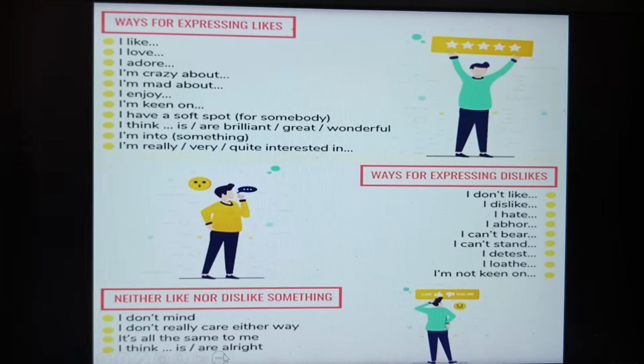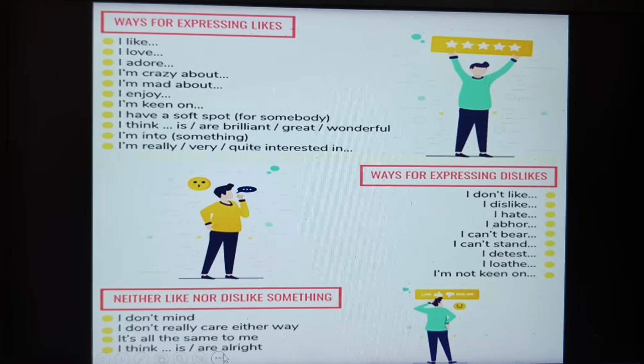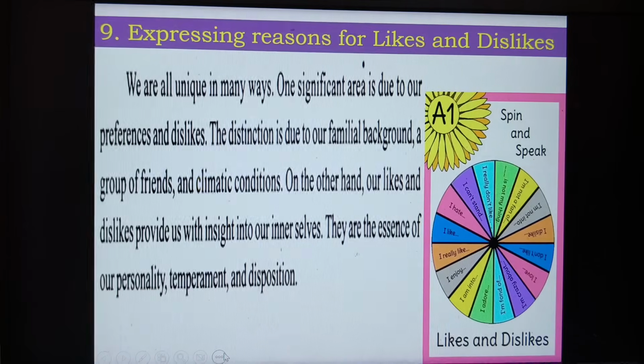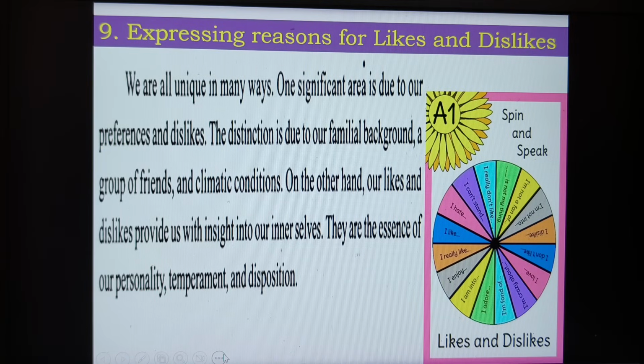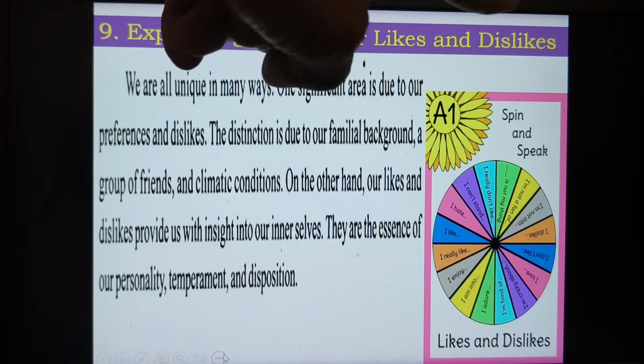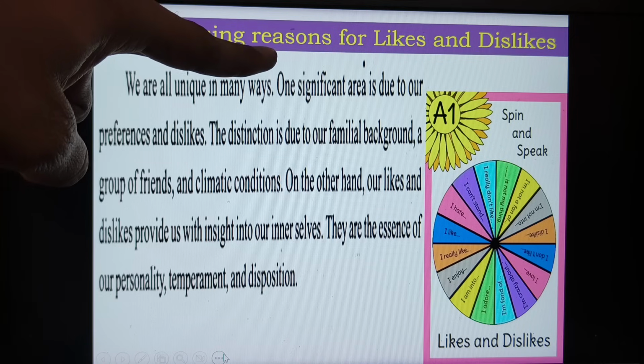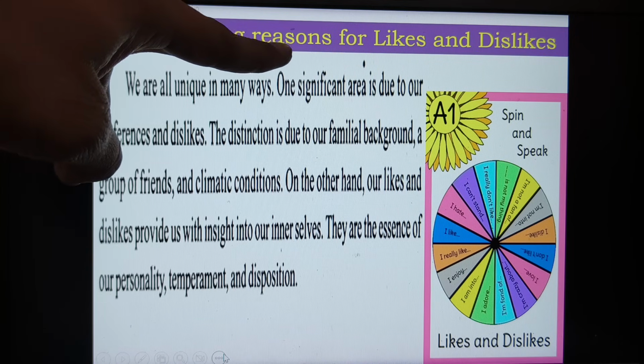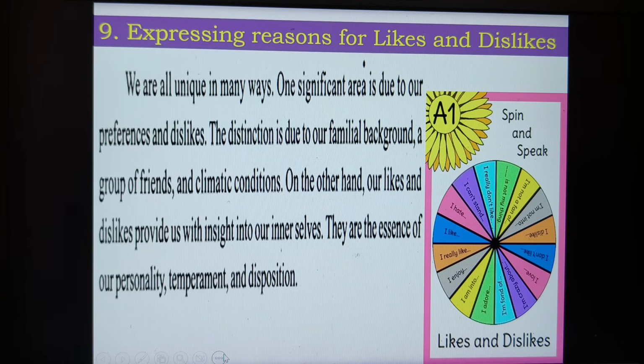So these are the ways where we try to explain about neither we like nor we dislike. Friends, if you just go further, the ninth one is expressing reasons for likes and dislikes. The previous one was just we explained about likes and dislikes. And in the ninth one, we explain reasons for what we like or dislike. And then there are multiple ways where we express our likes and dislikes.